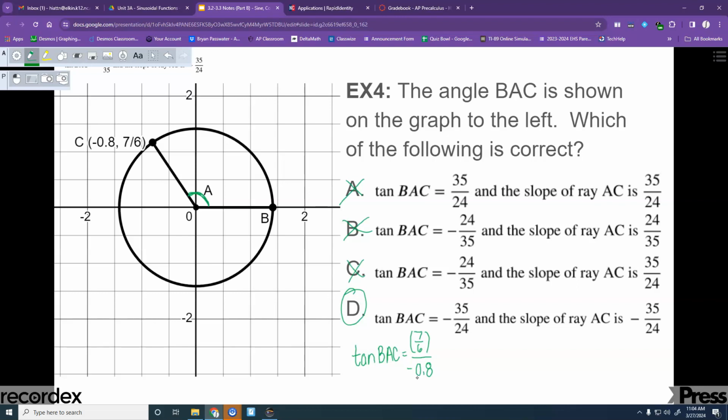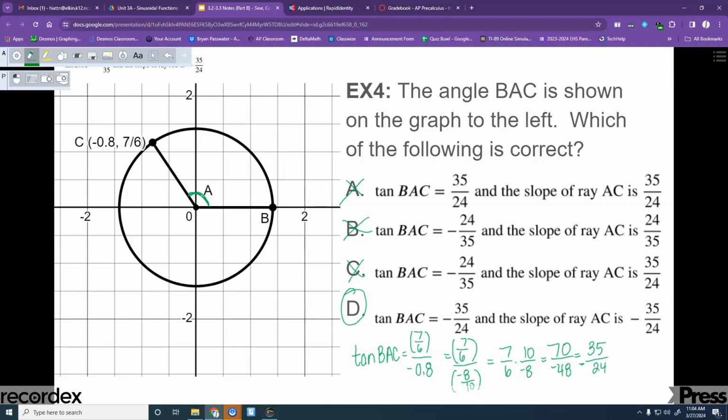It's 8/10. So that's 7 over 6 divided by negative 8 over 10, or you could do 4/5 if you want. And you got 7/6 times 10 over negative 8, which is going to give you 70 over negative 48. But those are both divisible by 2, so that'll be 35 over 24. And it'll be negative for that.